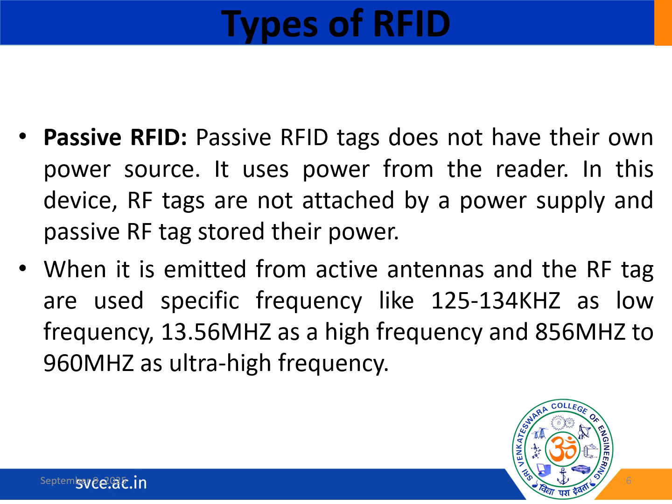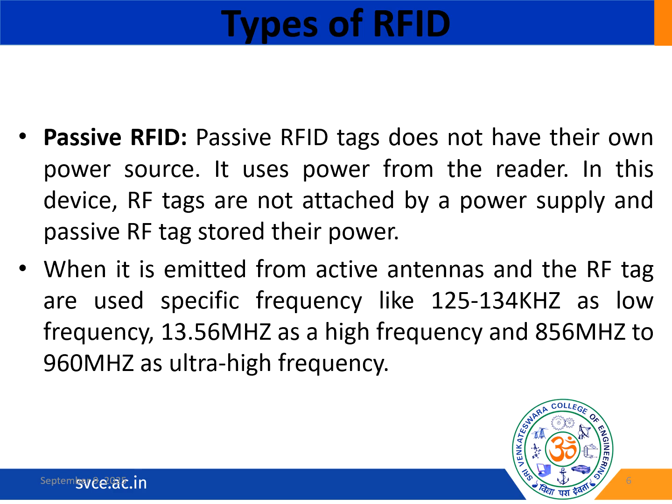In passive RFID, the tag uses power from the reader. In this device, RF tags are not attached to a power supply, and passive RF tags store their power. So there is no need of embedded power. We will be using this RFID for tracking inventory, and it has a unique identification number. This RFID is sensitive to interference.